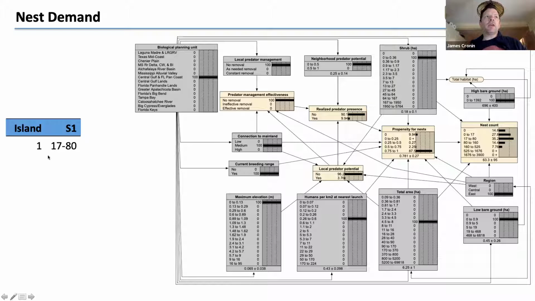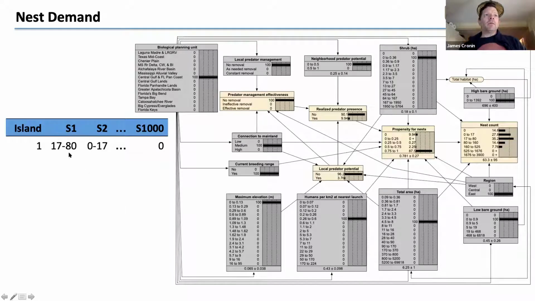So let's say that we have our first island, and we take our first sample, and the most likely outcome is 17 to 80. That's the most probable bin. And we could sample it again, and the next most likely one is 0 to 17. It might not play out this way, but let's just say it does. So we can sample this distribution 1,000 times. Maybe on the 1,000th one, we get 0, because there's actually a substantial probability here that we might get no nests.